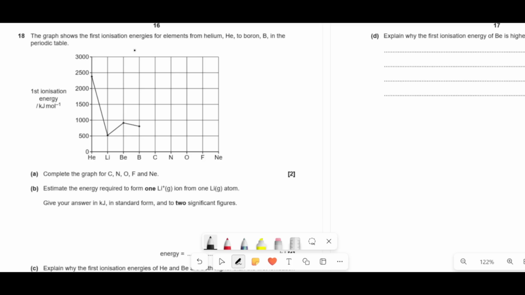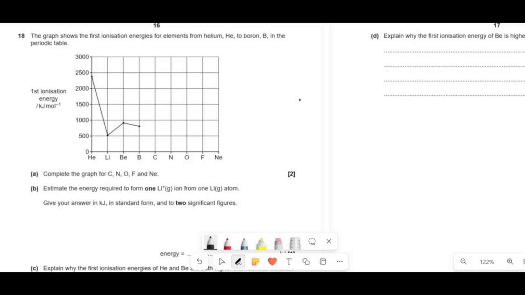So now it says the table shows the first ionization energies for elements from helium, He to boron in the periodic table. So it says complete the graph for C, N, O, F, and then Ne. So the first ionization energy is where you start with 1 mole of gaseous atoms and then they get an electron removed from them from their outer shell and you get 1 mole of gaseous 1 plus ions, right?